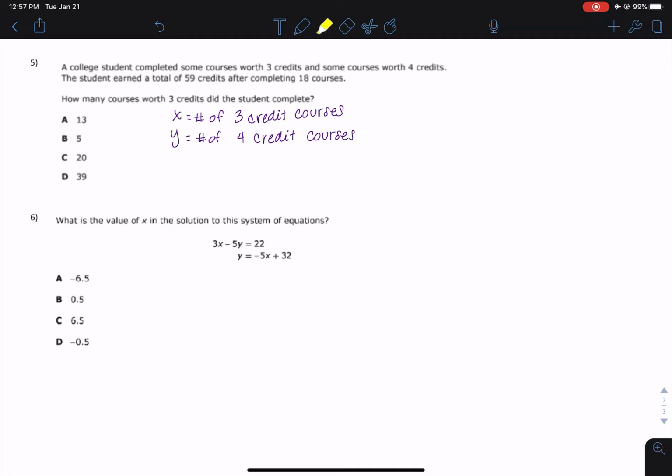I'm going to grab a highlighter and highlight. Okay, there's 2 totals in this. The first total I see is 59 credits. That needs to go in the same equation with the 3 and the 4 credits. So our first equation is that 3 for every X plus 4 for every Y is 59 total credits.